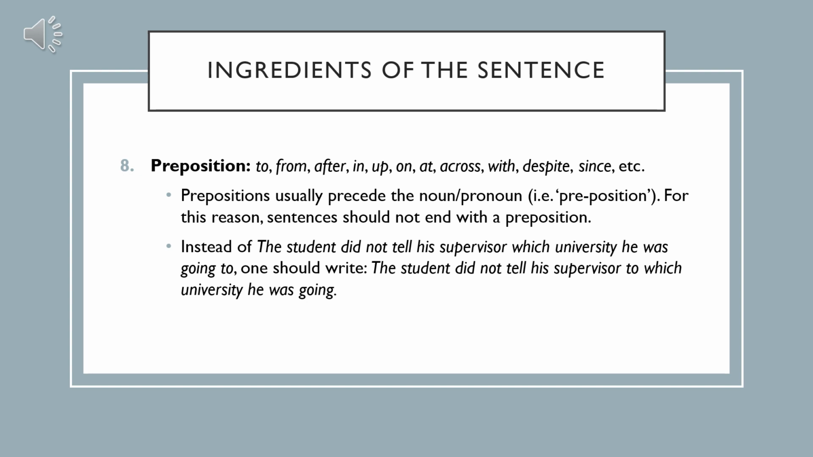For this reason, sentences should not end with a preposition, because this kind of word implies that something is coming next. For example, instead of the student did not tell his supervisor which university he was going to, one should write the student did not tell his supervisor to which university he was going. To is the preposition of the sentence, and as such, it should not come at the end of the sentence.